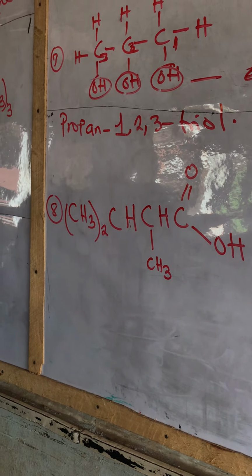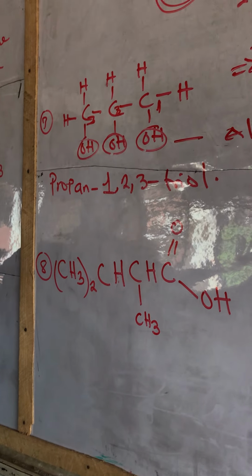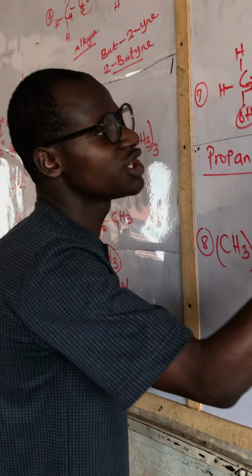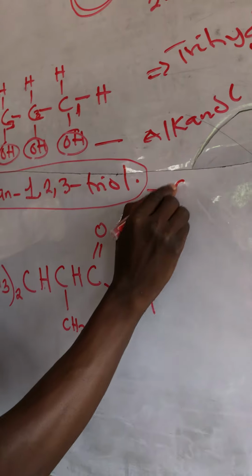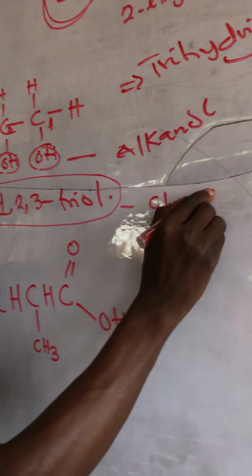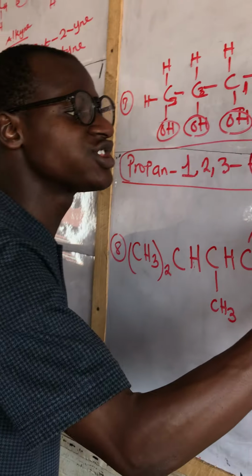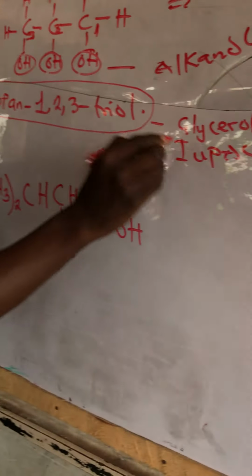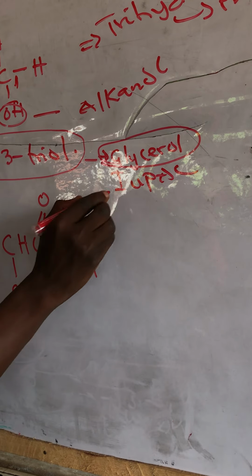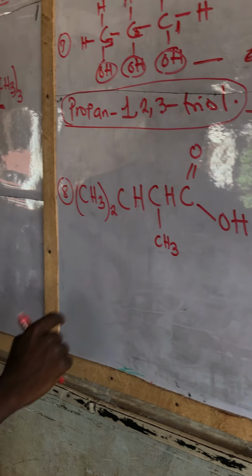Now, otherwise, no. They say in equation, don't be carried away. This propane-1,2,3-triol is otherwise known as what we call glycerol. But in the question in the UTME, they ask for the IUPAC name. And in the option, they also put glycerol. Glycerol is the general name, while the IUPAC name is propane-1,2,3-triol.